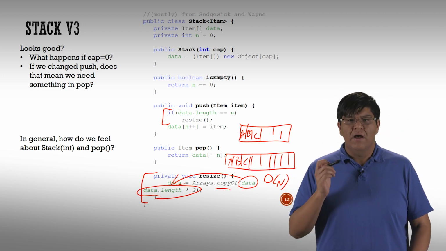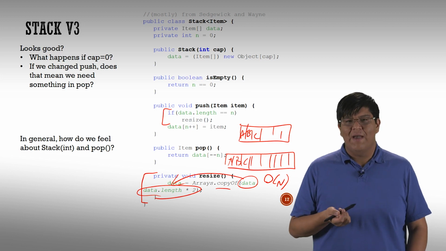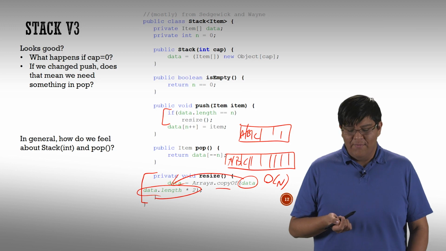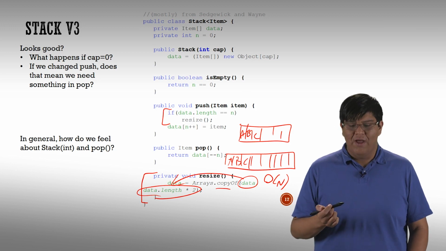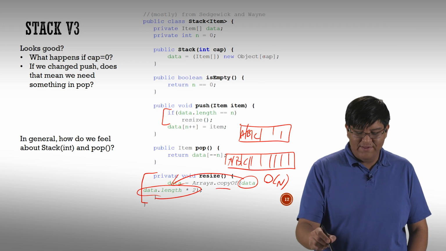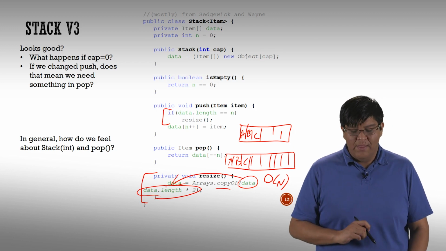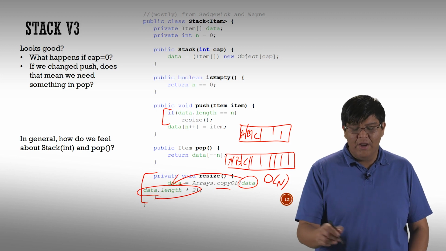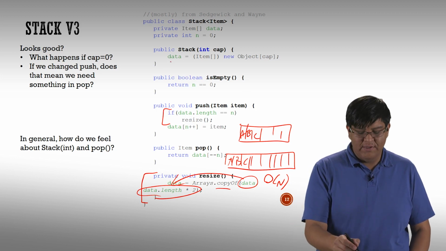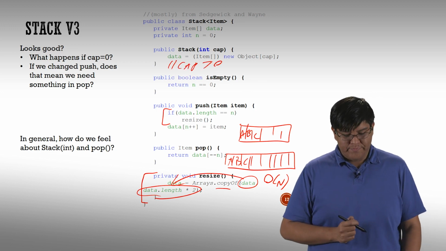That's how it works. This looks pretty good, but there's one question. What happens if cap is equal to 0? Well, there's a problem. This is a doubling operation. If your initial array capacity is 0, then this is going to be 0 times 2. It'll never grow. So we probably would want to add another adjustment. I won't do it here, but we could make sure that cap greater than 0 is some sort of requirement.